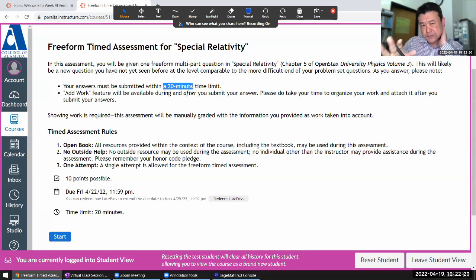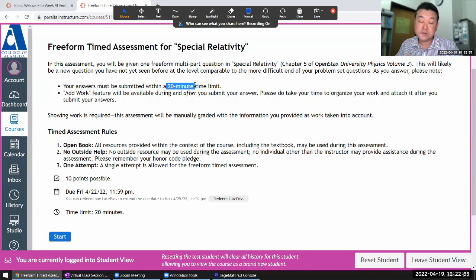Most of the questions should be of similar difficulty, but there's some variation, and even if you are unlucky enough to get a harder question, you will still only have 20 minutes. I think the balancing thing will be the add work feature. It's available after you submit your answer. So during the 20-minute time limit, your focus should be getting to the correct answer and putting it in the answer box as a proof of what you have completed during the 20-minute time limit.